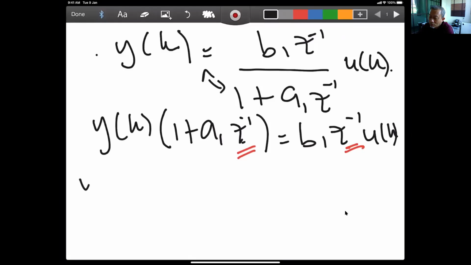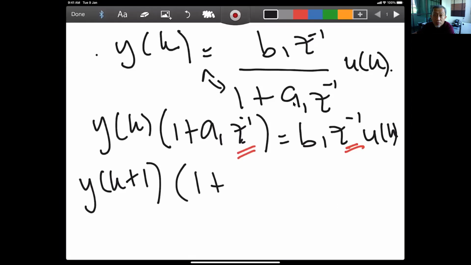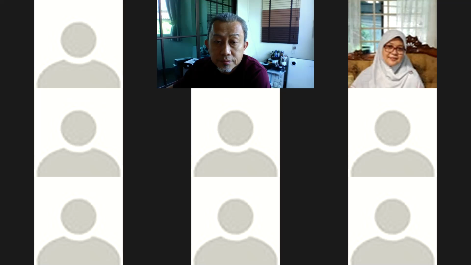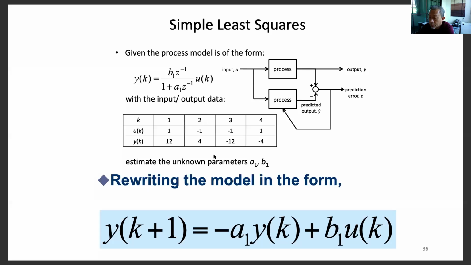That's why you have to put a delay here, k plus 1. So it will become y k plus 1, plus a1 y k, equals b1 u k. I open the equation first and do it step by step.